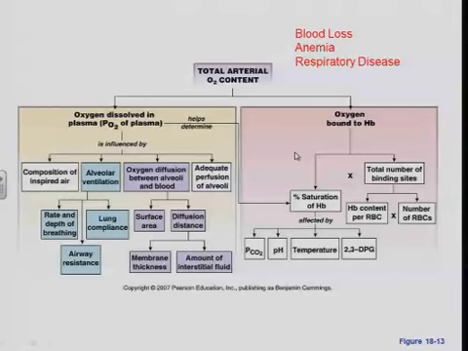This here is an excellent review of looking at many things in which we referred to. So when we talk about ventilation, the most important thing is getting oxygen to the tissues. So if we look at total arterial oxygen content as the end result, we look at oxygen dissolved in plasma, which gives us the partial pressure of oxygen in the arterial blood. These are all the different things that can influence the partial pressure of oxygen in blood.